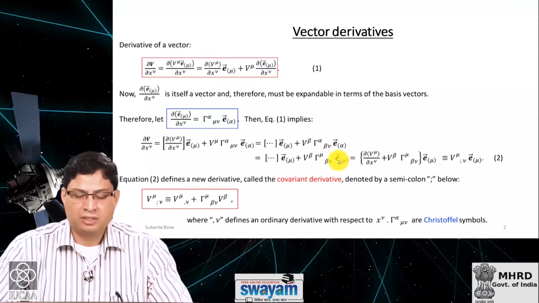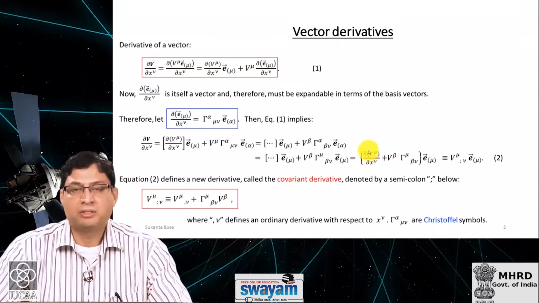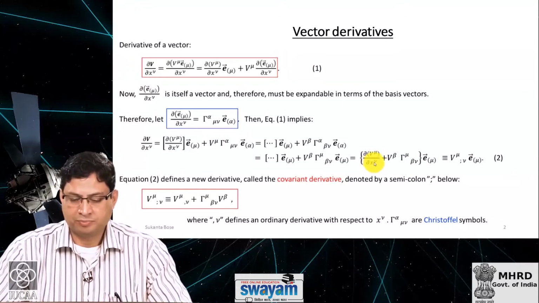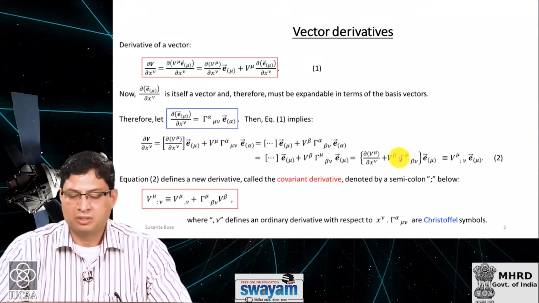When we do that, we are able to recognize that E mu now is common to both of these terms, and therefore can be taken outside these braces. That leaves the original derivative of the vector components in the first place inside the braces, and in the second place we have this multiple of the vector components and the Christoffel symbols, but actually summed over the beta index.